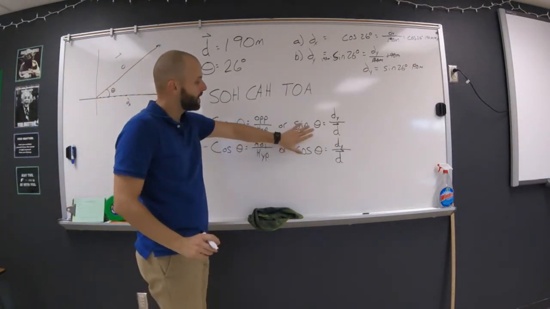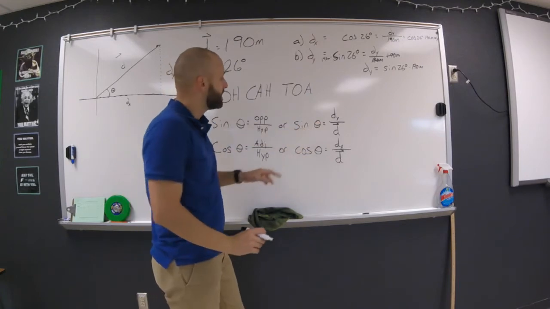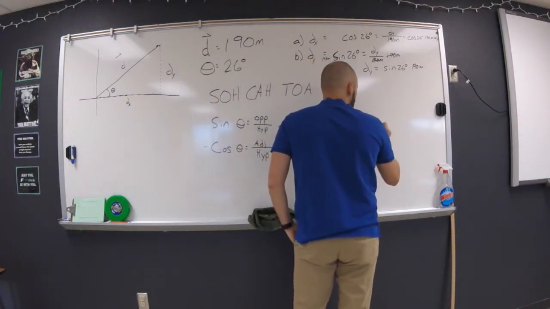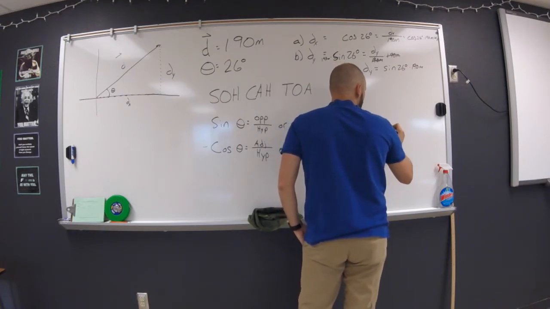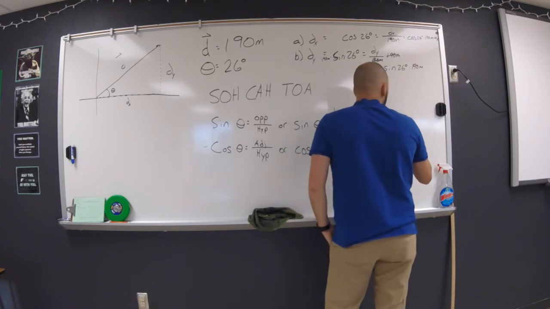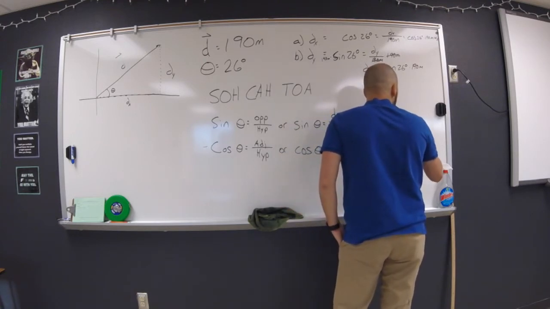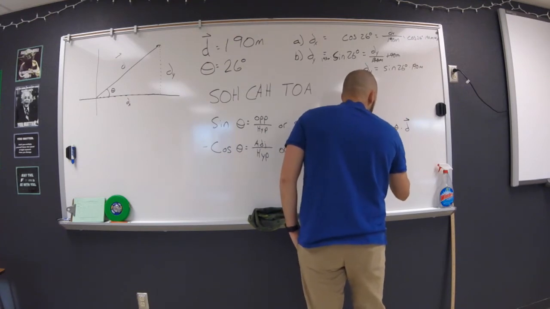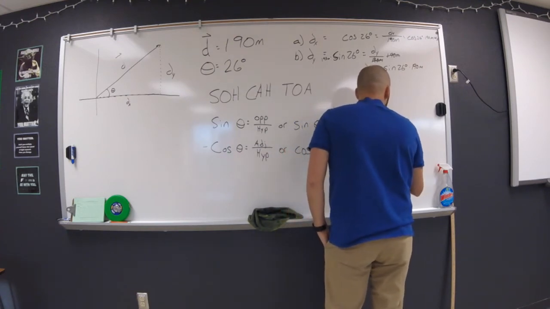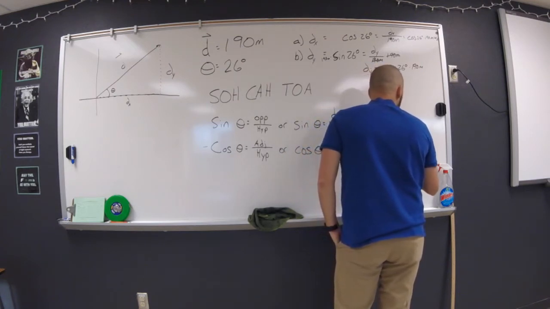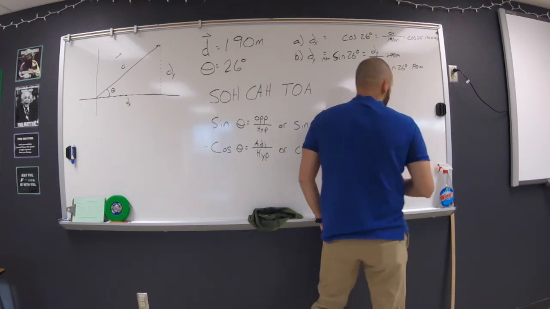If you look real quick, you could rearrange these. If we were solving for the y component, you could just write down that it's going to be the sine of the angle times the vector, and d sub x would be the cosine of the angle times the vector.